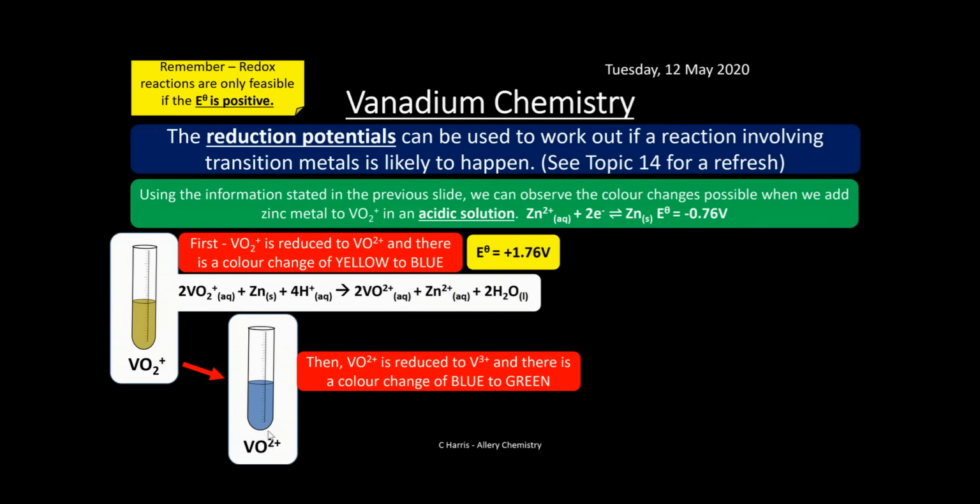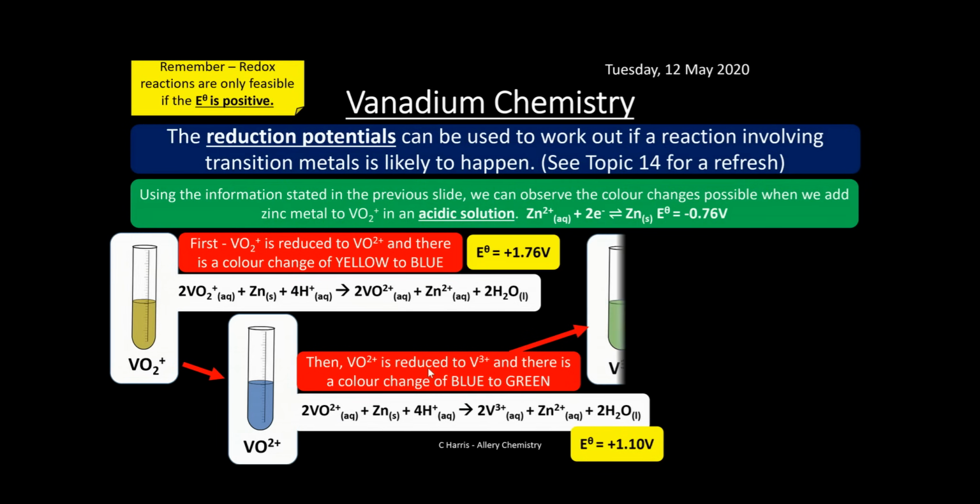So then the vanadium VO2+ here, vanadium oxide instead of vanadium dioxide, is reduced to V3+, and there is a colour change of blue to green. The electrode potential is +1.1 volts. So that's the overall equation there, and it goes to V3+. Remember, they're only feasible if E0 is positive, which is fine. So these are positive, so they're feasible reactions.